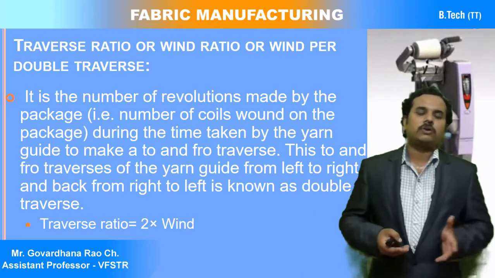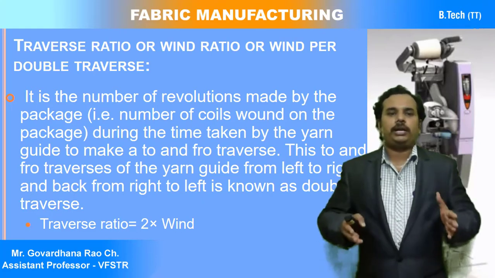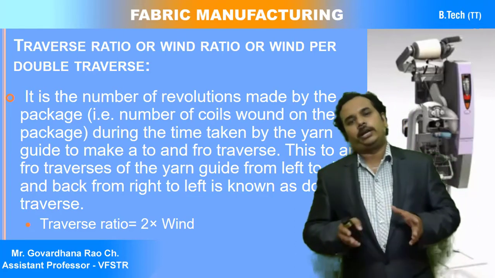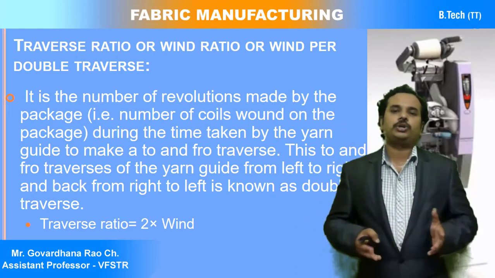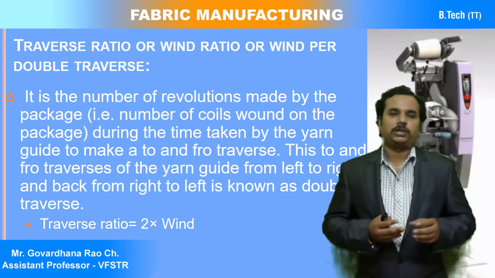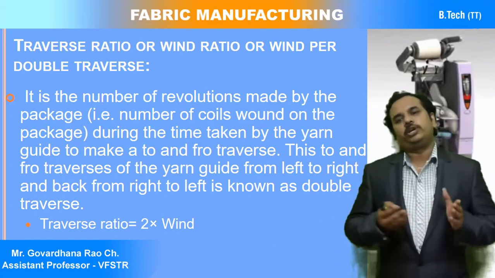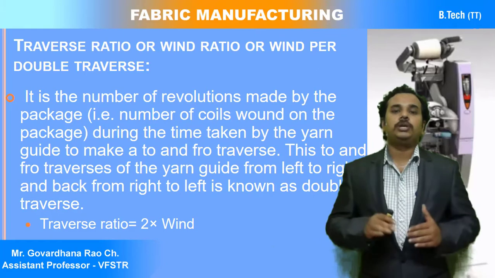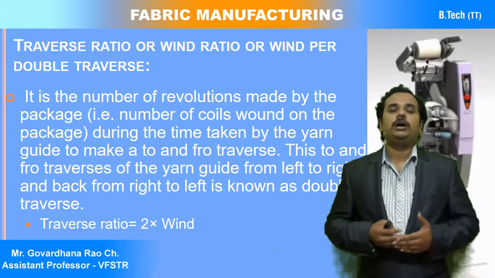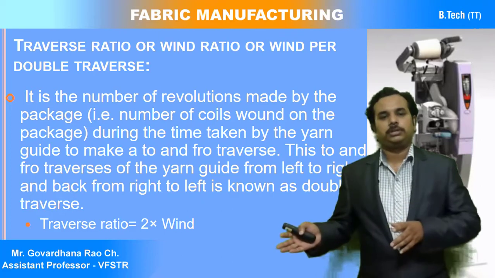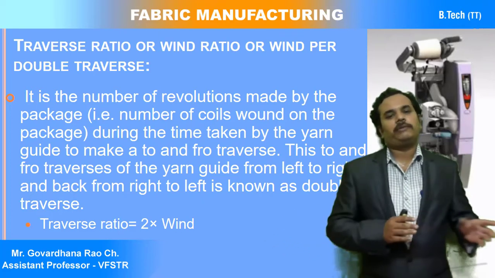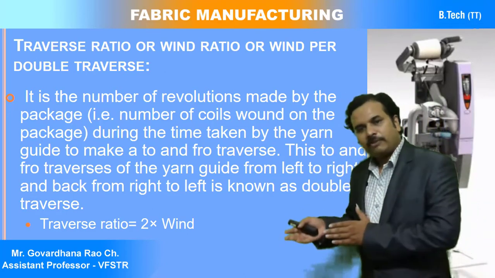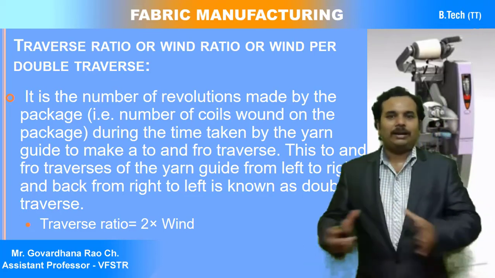The second one is called traverse ratio and wind ratio. What exactly is the traverse ratio and what exactly is the wind ratio? Traverse ratio, wind ratio or wind per double traverse are the same. It is the number of revolutions made by the package, that is, the number of coils wound on the package during the time taken by the yarn guide in the to and fro traverse. To and fro is nothing but right to left, left to right. The yarn is going from the left to right and coming back from the right to left. This is called a double traverse.